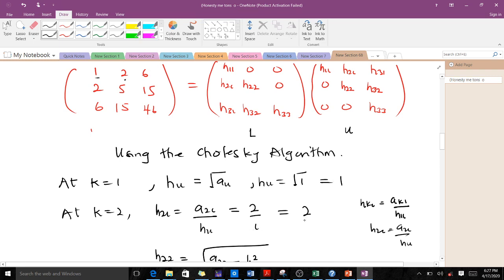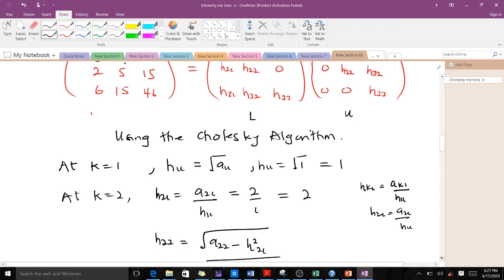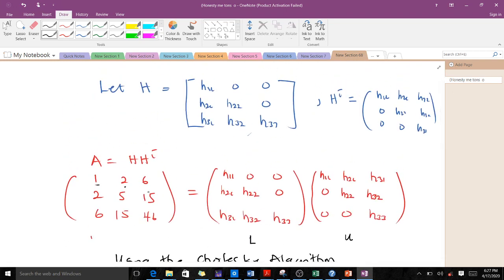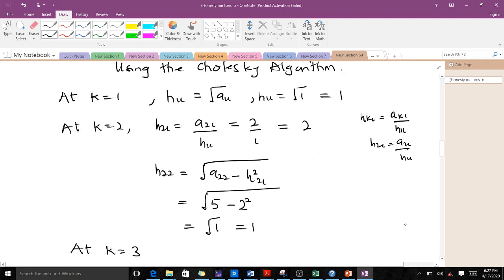So that means that our h21 is 2. Then from the algorithm, h22 is equal to root of a22 minus h21 all squared. So from here, our a22 is 5. I hope you can see that. And we found our h21 to be 2. It's going to be root of 5 minus 2 squared, which will be root of 1, which will be equal to 1.